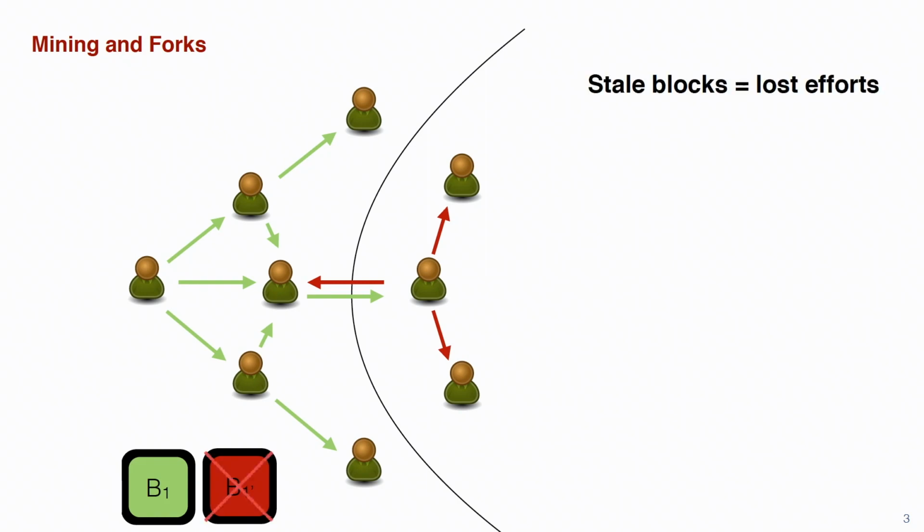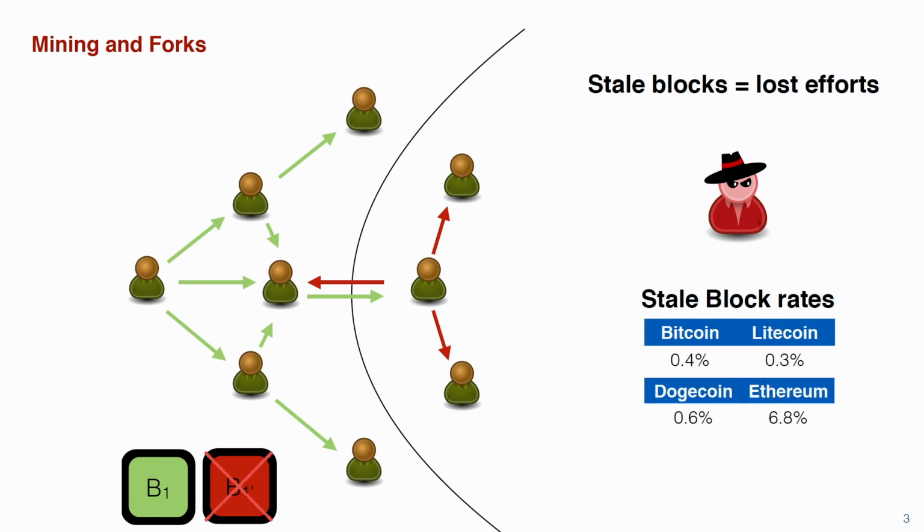So these stale blocks, at least in proof-of-work blockchains, are lost efforts. Lost efforts in the sense that there are basically two parties fighting against each other, right? And if two people are fighting, well, a third person is benefiting. So an adversary has an easier game if two people are fighting here. And this is not theory, this is reality. So I'm just plotting here some stale block rates for open and decentralized blockchains that are based on proof of work.